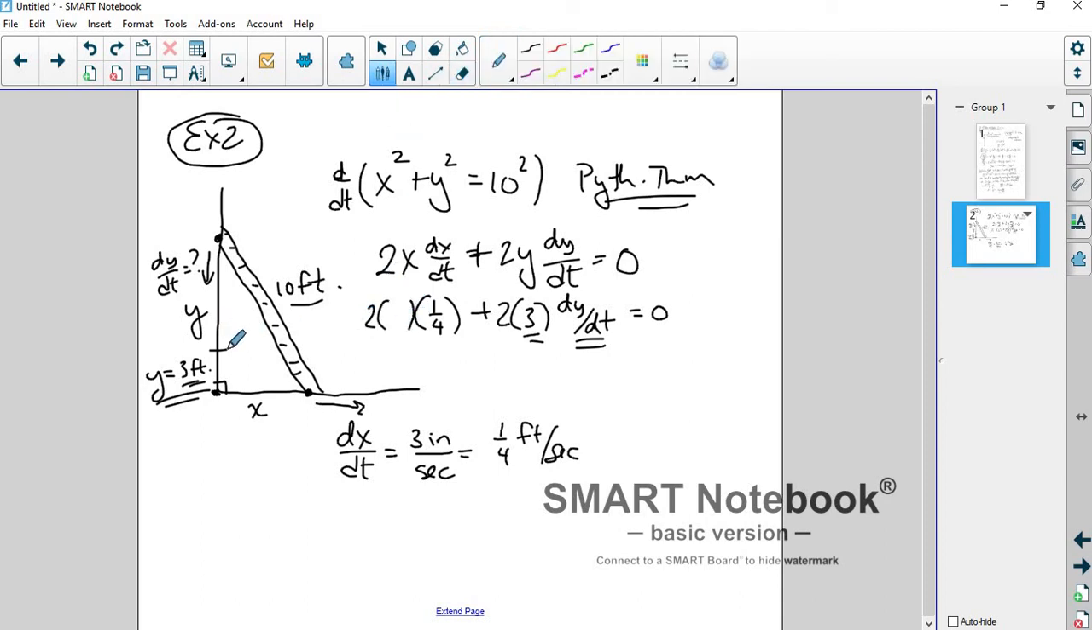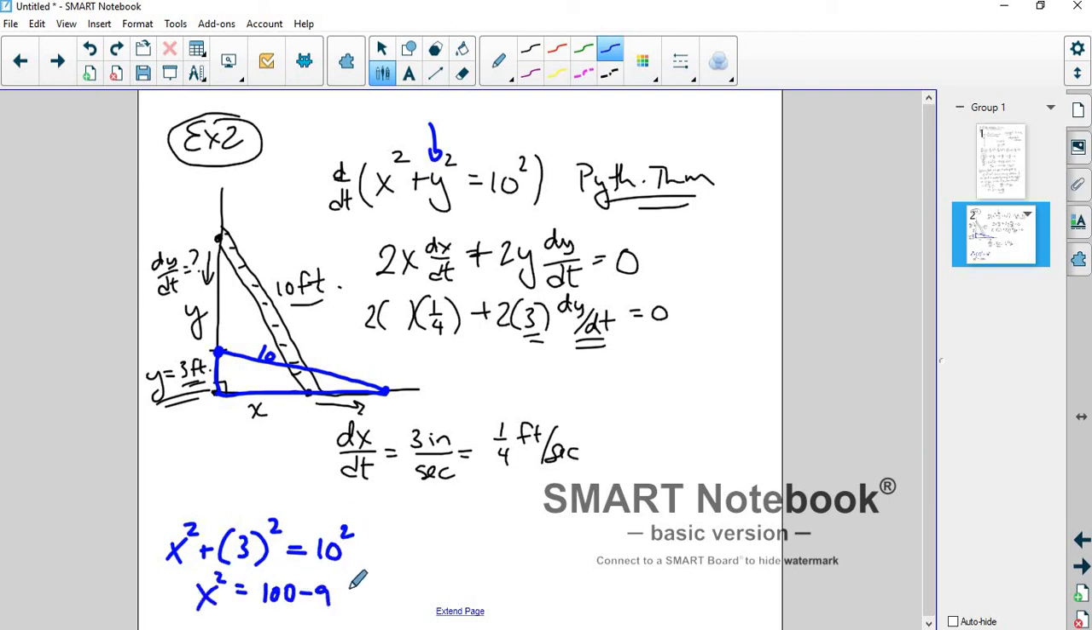How am I going to do that? I'm going to come back to this point at which when y equals 3, x equals what? I don't know, but I do know the Pythagorean theorem. And I still have this side equal to 10. So basically I'm plugging in y equals 3 and solving for x. So I get x squared plus 3 squared equals 10 squared. So x squared equals 100 minus 9, which is 91. So x is equal to the square root of 91. We're going to use the exact answer for right now. Square root of 91 feet. Okay, somewhere a little bit less than 10, about maybe 9.5 feet.